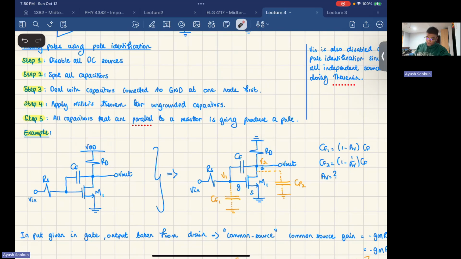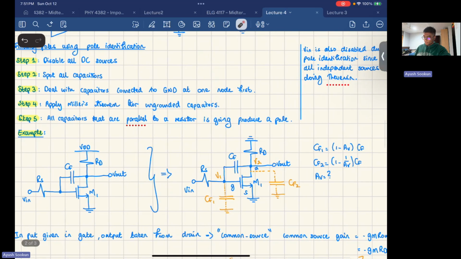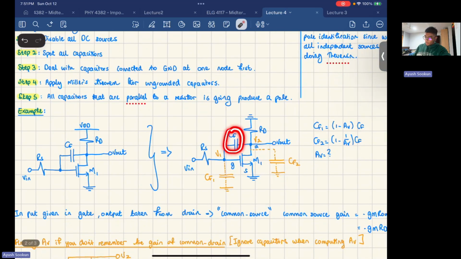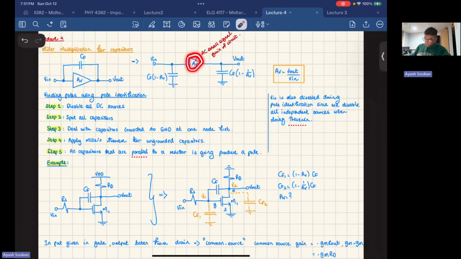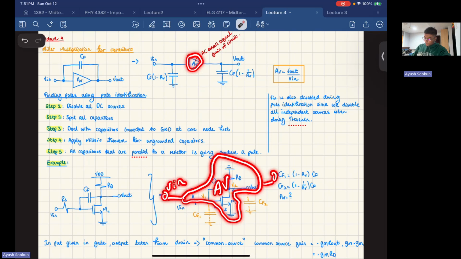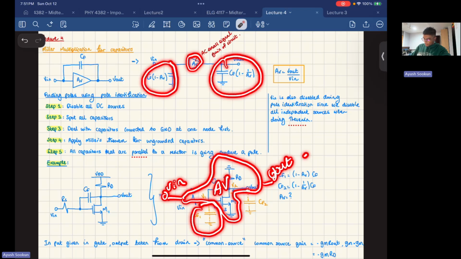Spot all capacitors. So this is my capacitor. Deal with the capacitors connected to ground on one node first. There is no capacitor connected to ground, so we'll move on to the next step. Apply Miller's theorem for ungrounded capacitors. So if you look over here, we have CF, and then AV in this case is this. All of that is AV, with the input here and the output here. So this is going to be this, and this is going to be that.